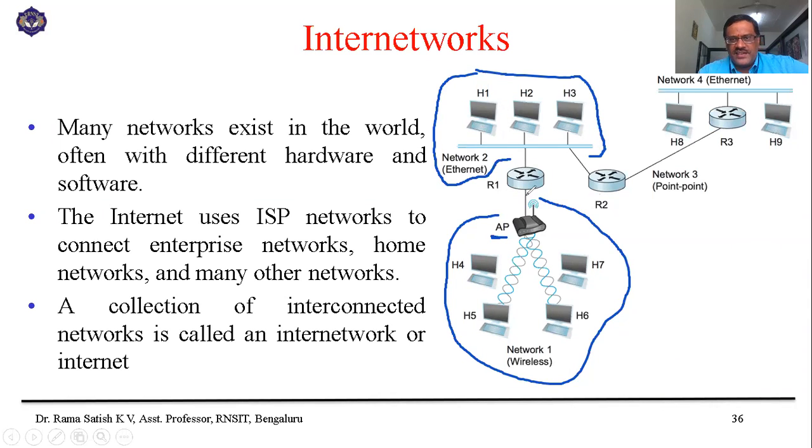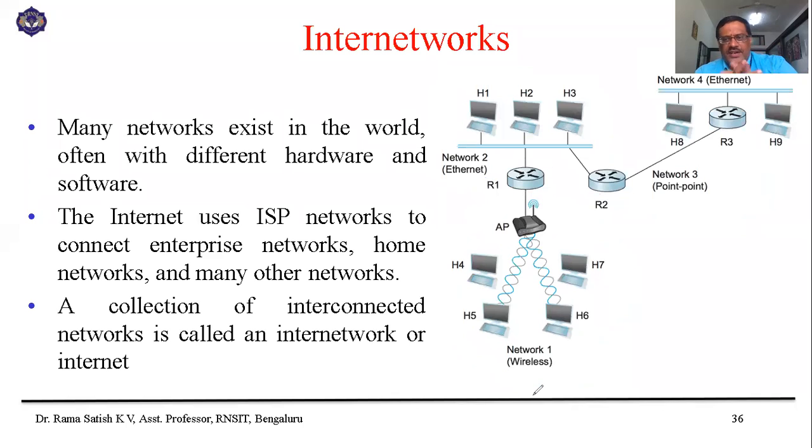So one LAN is connecting to another Wi-Fi system through a router. A router connects two different networks: one is the Wi-Fi network, another is the LAN network. And look at here, from router 2 to another router, you have a point-to-point network. And of course, H8 and H9 are connected again through Ethernet. You see, many networks exist in the world, and often they are connected through different hardware and different software.